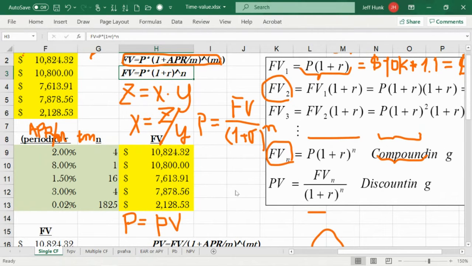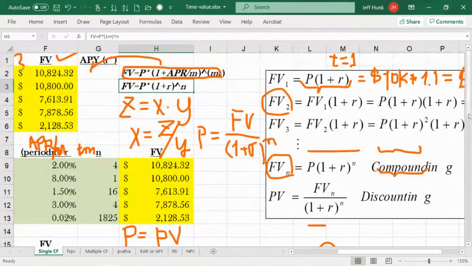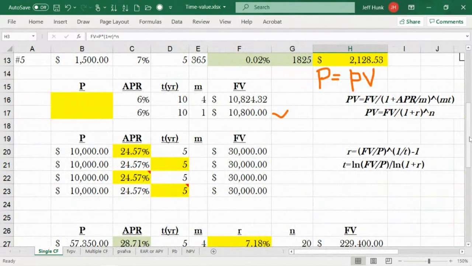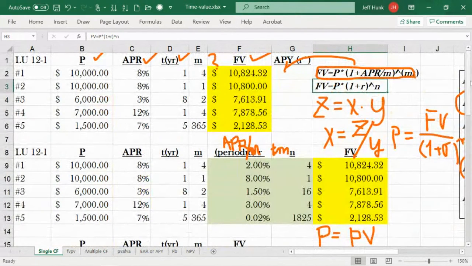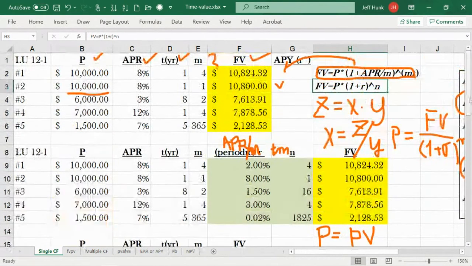Think about it. What that means is that the principal is what that future value is worth today. In other words, if you want to have this future value, you must put 10K into the bank today, right? So that's the present value of that future value, right?